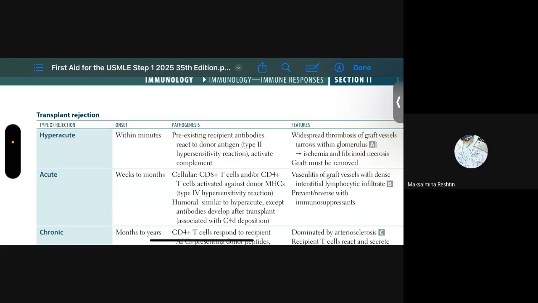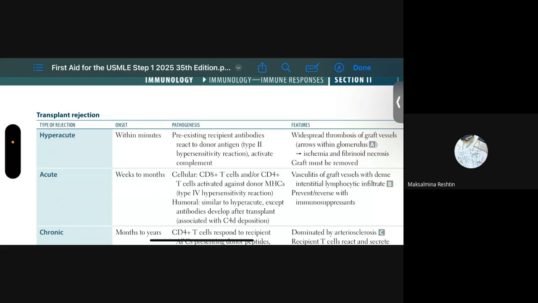The A already have preformed antibodies against B. So if I'm just getting blood from an individual with A positive, I'll immediately destroy it. That blood is going to be an antigen for me, so my antibodies are immediately going to go there. While type 2 hypersensitivity, they are going to destroy the blood.